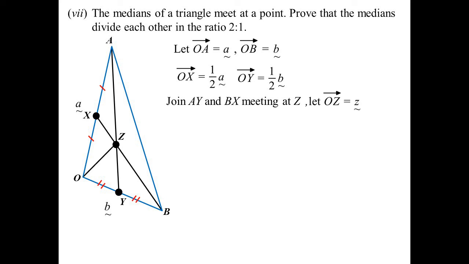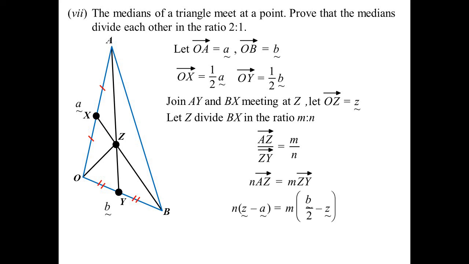Okay. Let's give OZ a name. So we'll call that the vector Z. Seems to make sense. Now Z is going to divide BX in a certain ratio. Let's call it M to N. And hopefully it'll end up being 2 to 1. That's what we're trying to prove. So the ratio of the vector AZ over ZY would be M over N. Playing around with that, I get N lots of AZ is M lots of ZY.